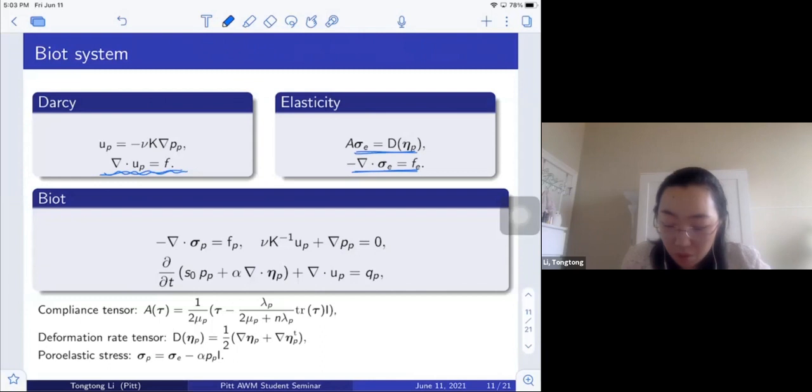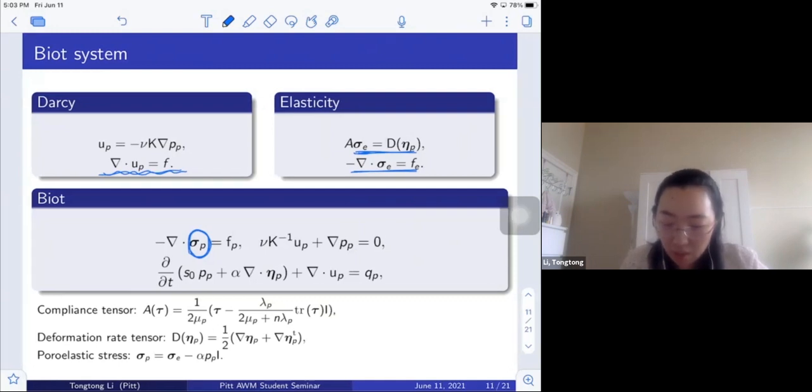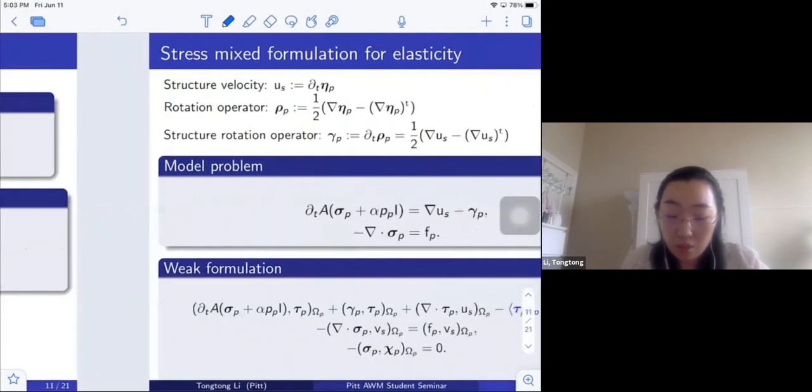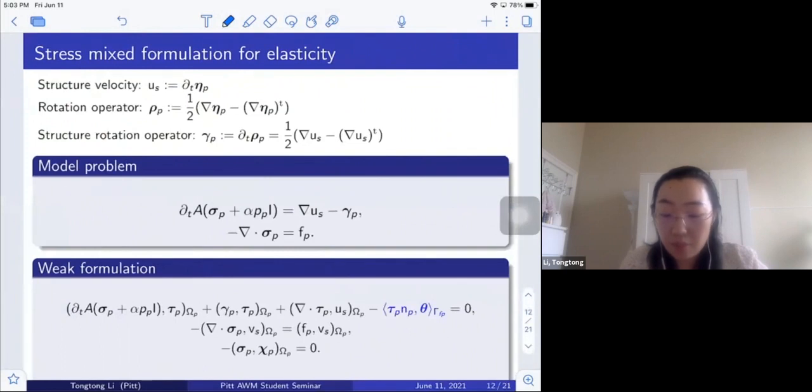But in terms of Biot, you can say that these are really just the coupling between Darcy and elasticity, right? So that's what we are dealing with here. But actually for the Biot system, the stress we care about is going to be the poroelastic stress instead of just the elastic stress, which also takes the poroelasticity into consideration. And now we have talked about the Darcy mixed formulation. So let's take a closer look at what the stress mixed formulation for elasticity looks like.